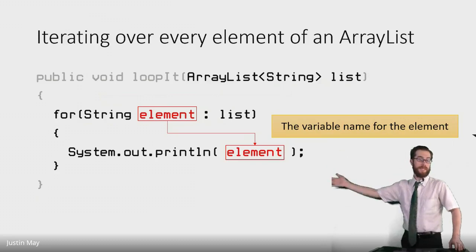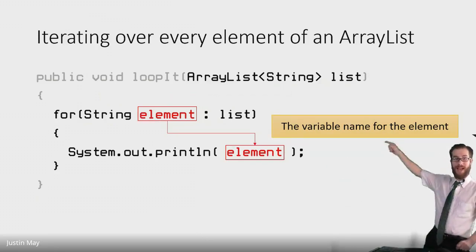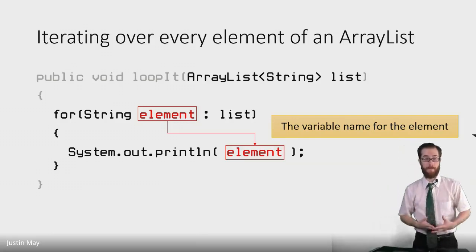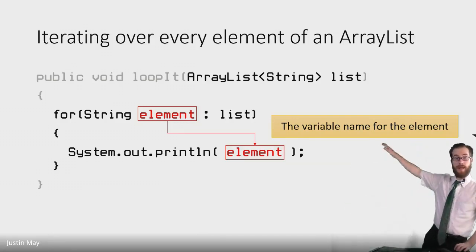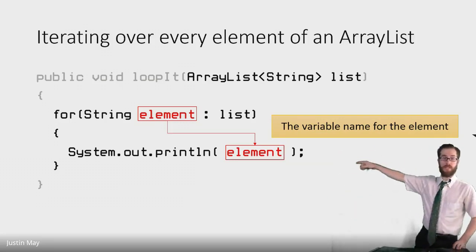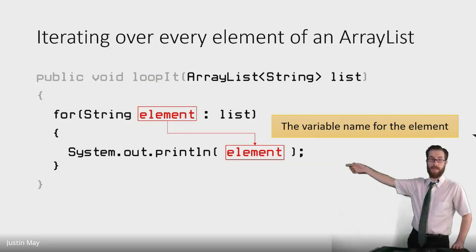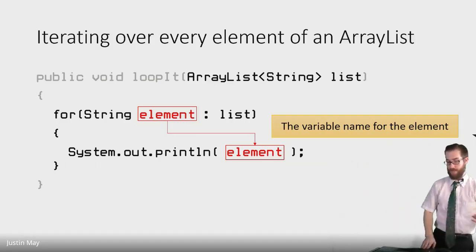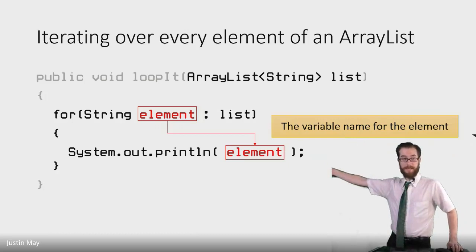The code inside the loop will do something with that element, and that element will be one of the elements from the list. And this will iterate over each element of the list in order. So the first iteration, this will be index 0. The next iteration will be index 1. The value stored in the variable is the value, though, not the index. So the string that's in the list, that's what element will be.